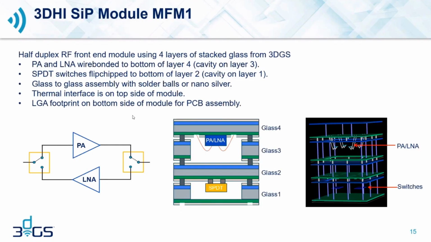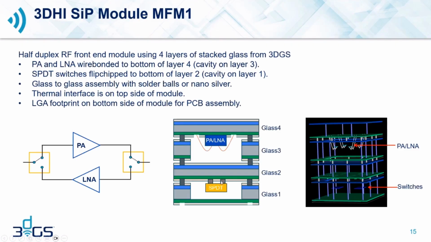We've got a power amplifier and a low noise amplifier that are switched between 2 switches on the input and the output. The customer wanted to put a thermal interface on the top side of this module. So for that reason, we put the power amplifier and the LNA on the bottom side of the top glass layer. And then the third glass layer has cavities to create room for the PA and the LNA. And those are wire bonded down to the bottom side of the top glass layer.